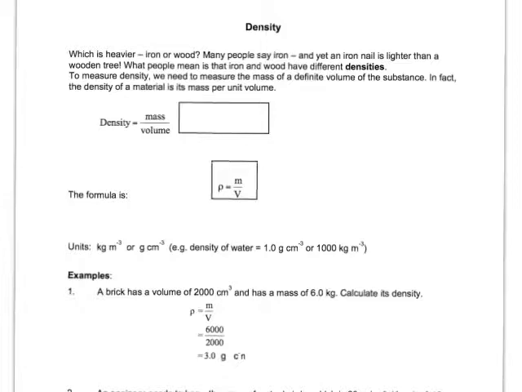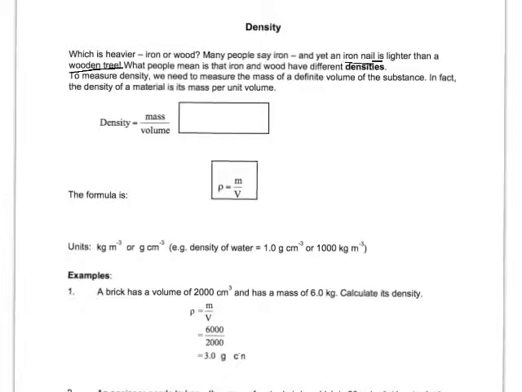Okay, so iron, they're saying here, an iron nail is lighter than a wooden tree. So in other words, heaviness is not always going to be the same. However, density is consistent. Density equals mass divided by volume.